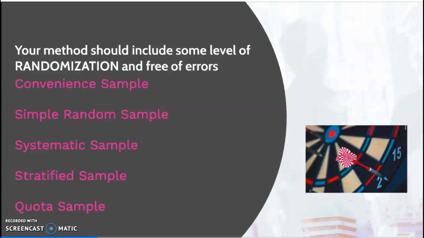But the main techniques of sampling are convenient sample, which does not use randomization. It literally means whatever's the easiest. For me, it would be just asking my own students a question. A simple random sample is when every single person in the population has the same chance of being selected. It's an excellent technique. It also means every sample of the same size has the same chance of being selected.